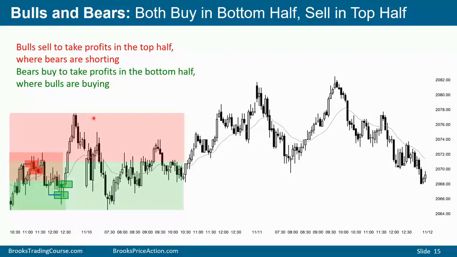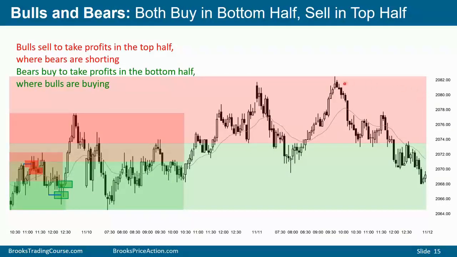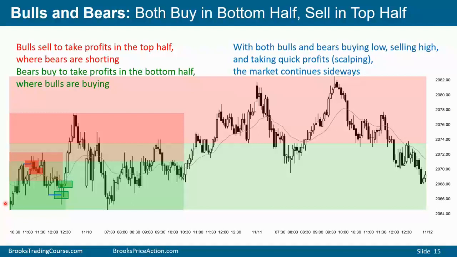As more bars get added, the trading range can expand, and you get a new top half and a new bottom half, and traders will do the same as they did earlier. And same here. At this point, the trading range high is up here, the low is down here, and bears will look to sell in the top half, and bulls will look to buy in the bottom half. Because both bulls and bears are buying low, selling high, and taking quick profits, the market continues sideways. The market will create a trading range when traders trade that way.